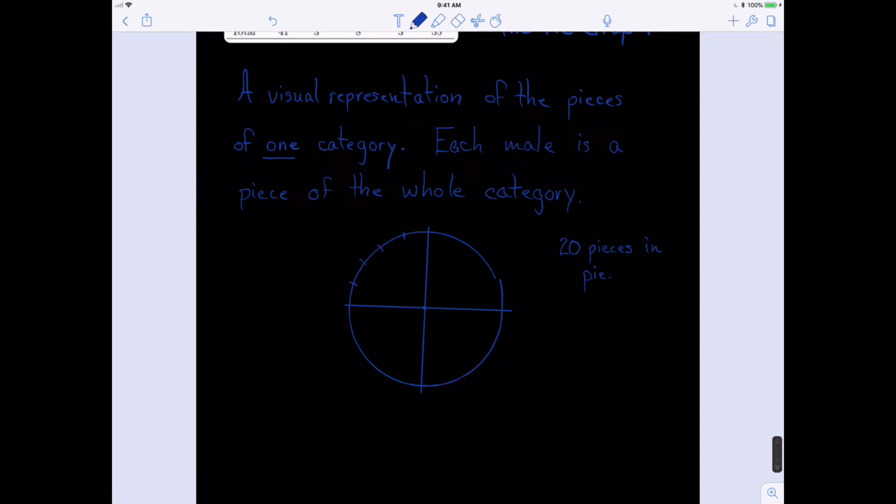Okay, now what I want to do is draw a line from the center to that tick mark. So I do one for each piece. Oops, I'm going to undo that one. Let's do it this way, and this way, and here. There we go. Now I have 5 pieces in that pie.